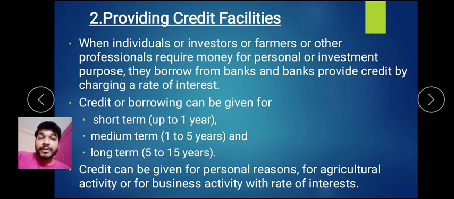So short term, that is up to 1 year, medium term, that is 1 to 5 years, and long term, that is 5 to 15 years of borrowing can be given, depending upon the person, whether a farmer, investor, individual, or professional. So for personal reasons also the loan is given. That is the second facility.